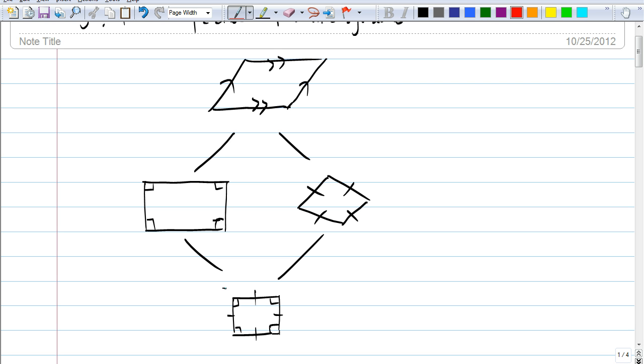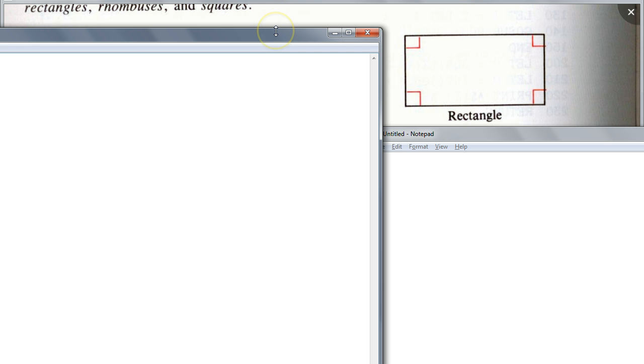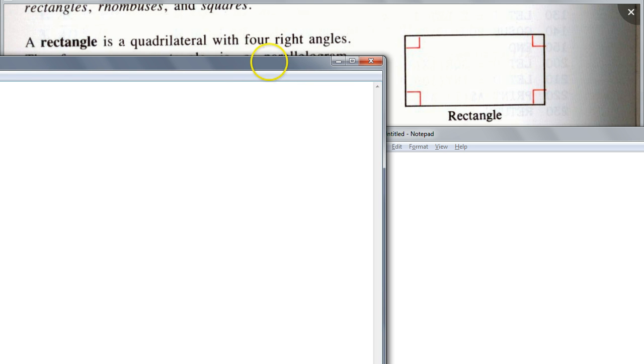So then let me give you the formal definitions. A lot of you already know what they are. Here's the rectangle, and the way we define rectangle, it is a quadrilateral that has four right angles. Four right angles, very good. So write that down. A rectangle is a quadrilateral with four right angles.